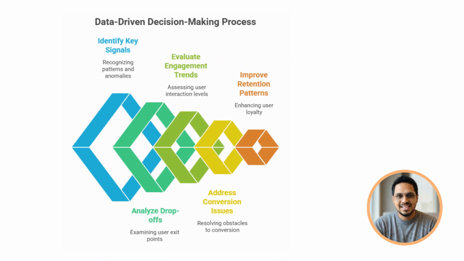Now, let's understand data for decision making in a few steps. Step number 1, identify the key signals. Start by looking at the drop-offs, the engagement trends, the conversion issues, and the retention patterns, and find where the problem is. For example, high drop-off at checkout or low feature adoption is a signal in itself.